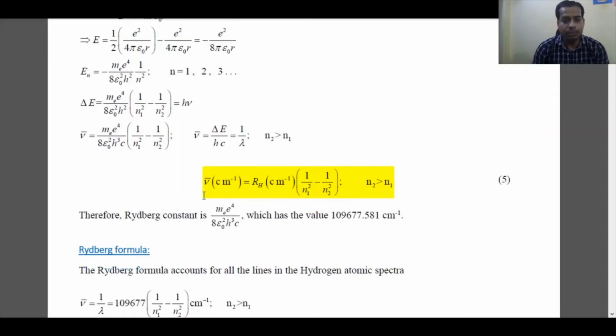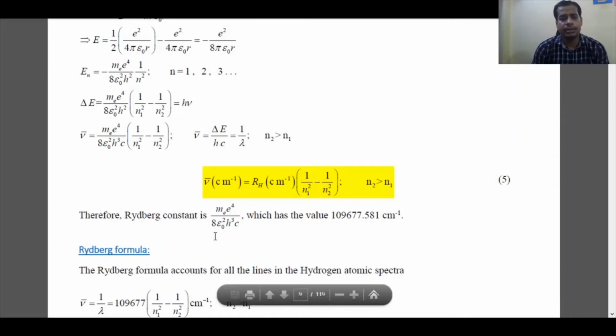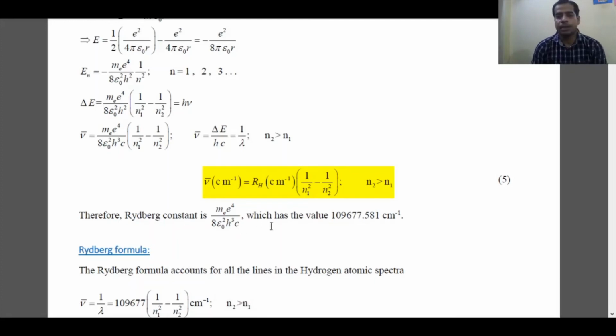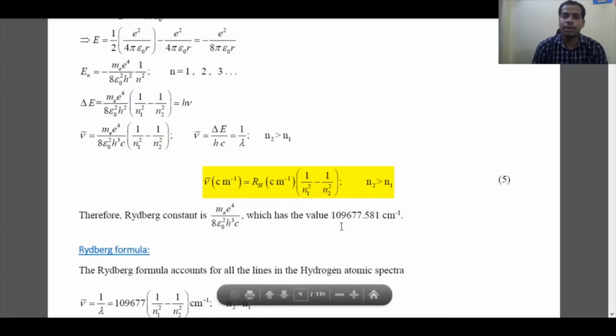So the final expression is nu bar in centimeter inverse equal to R_H in centimeter inverse times 1 by n1 squared minus 1 by n2 squared. This R_H is a constant, equal to m e to the fourth over 8 epsilon squared h cubed c. The modern value of the Rydberg constant comes out to be 109677.581 centimeter inverse. This is just the Rydberg constant.